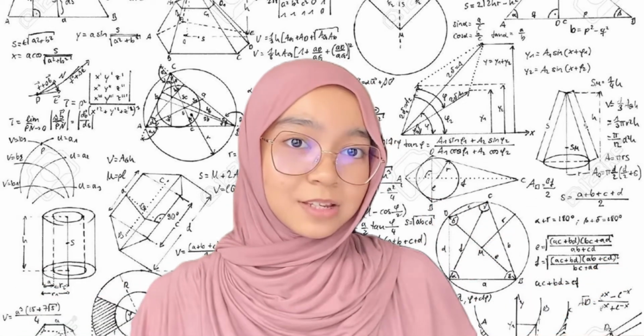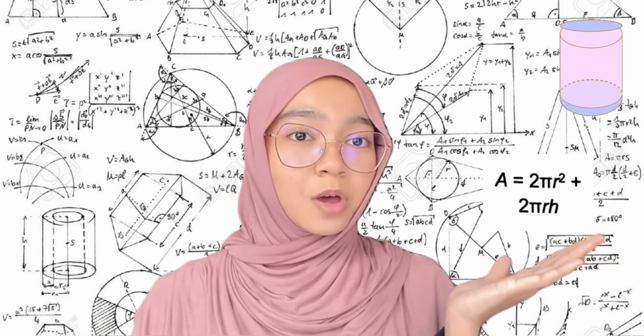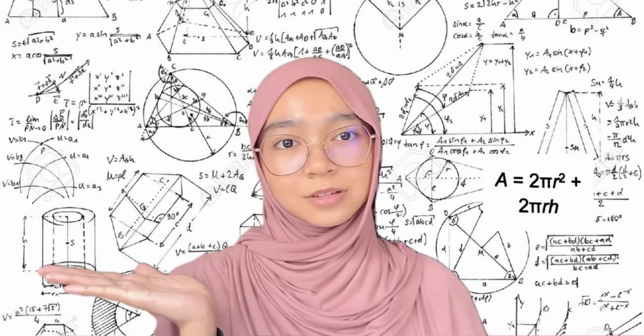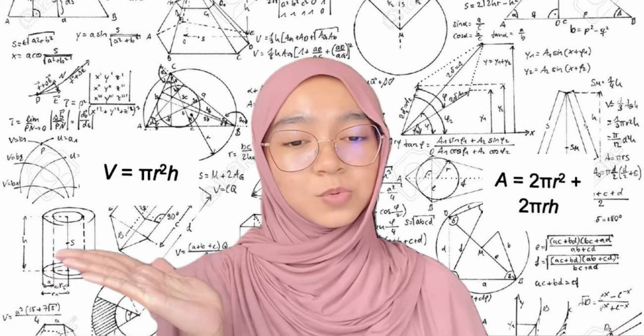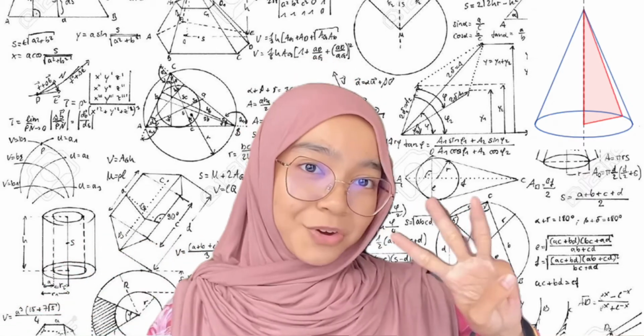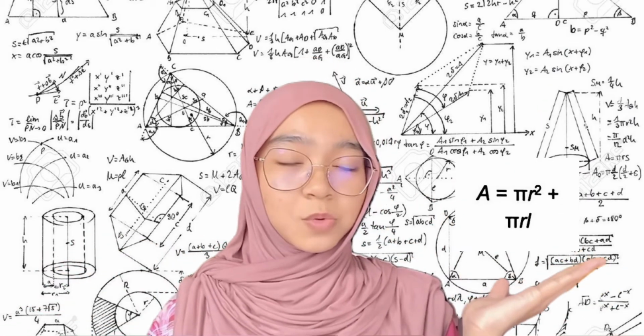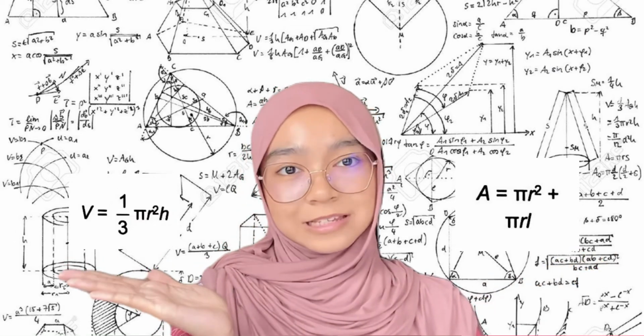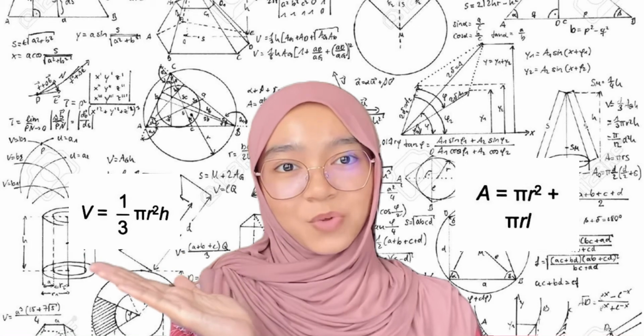The second one is the cylinder. The area of a cylinder equals 2 pi r squared plus 2 pi r h, and the volume of a cylinder equals pi r squared h. Cone: the area of a cone equals pi r squared plus pi r l, and the volume of a cone is 1 over 3 pi r squared h.